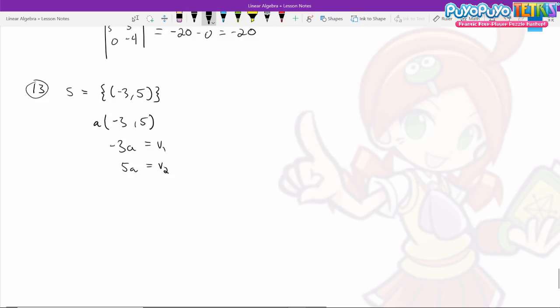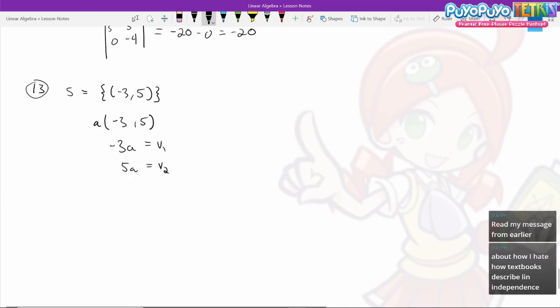But then it says if it doesn't span R2, give a geometric description of the subspace that it does span. How do I even begin to describe that? Wait, you always need at least n vectors to span R n. So, what space does this actually span? R1? Is that what this is? I don't know how to give a geometric description.